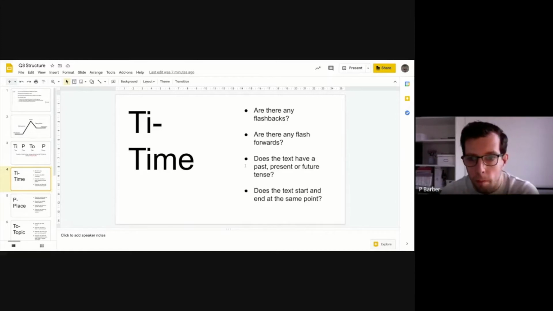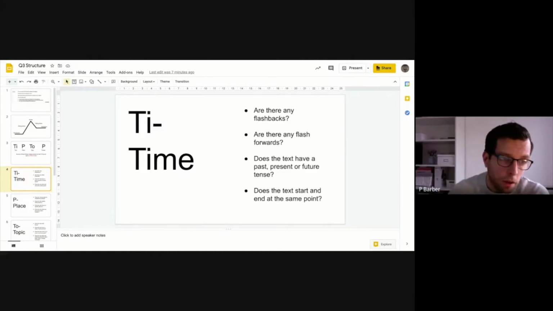So, for example, it might be a character recalling something in their past. It might be something that's happened currently, or it might be a prediction about what's going to happen in the future. Does this text start and end at the same point in time? It could be that it goes through a fluctuation where it goes forwards and then backwards. Okay, so time is an interesting one to consider. It might be that things are happening linearly, as in they're happening in a straight line. It might be that the text fluctuates in time.